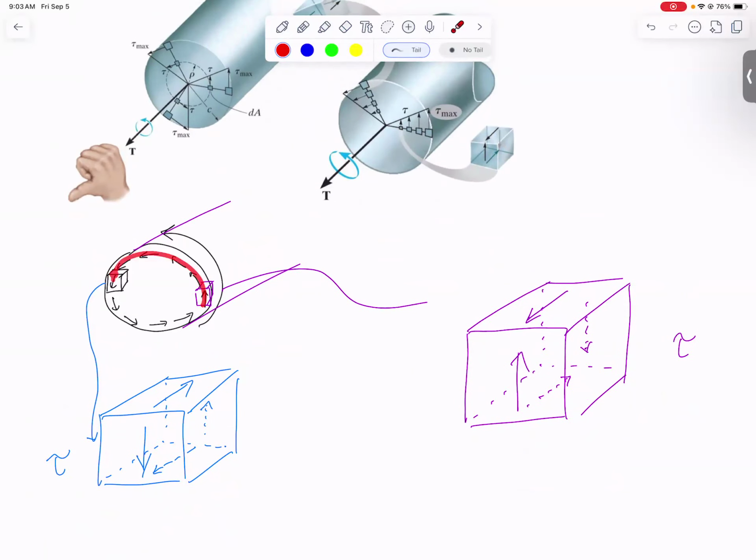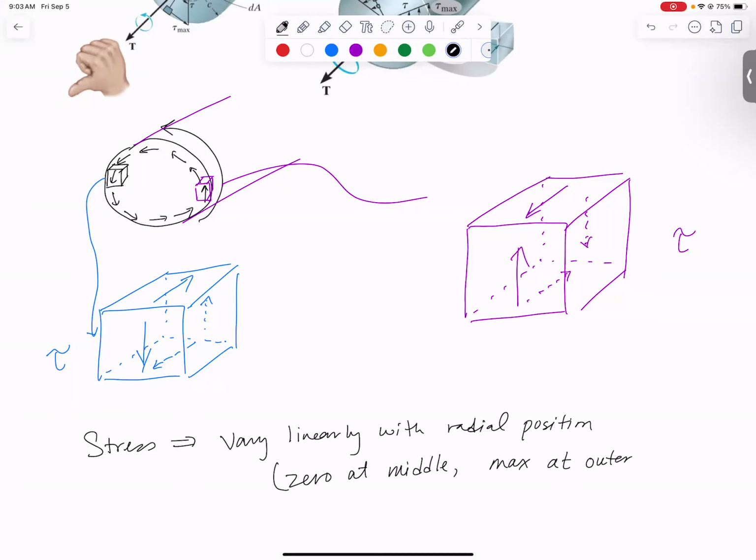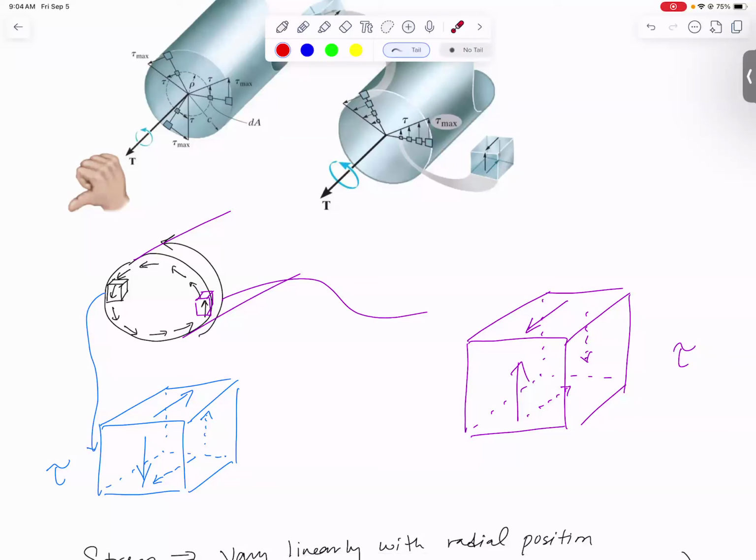So not only does it change direction as you go around, it turns out the stress is going to have to be 0 in the middle, and it will increase linearly as we go outward. The stress needs to vary linearly with radial position, meaning it's going to be 0 at the middle, and it will be max at the outer edge. The 0 at the middle should make sense, because since the stress like on this side is going down, on this side is going up, as we move toward each other in the middle, you'd have a big problem if you had a non-zero stress right here and you had to have it acting both down and up at the same location. So they've got to decrease towards 0 at the middle, otherwise we have a big discontinuity there.